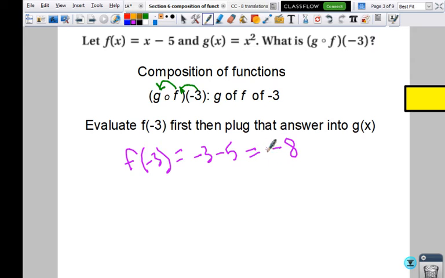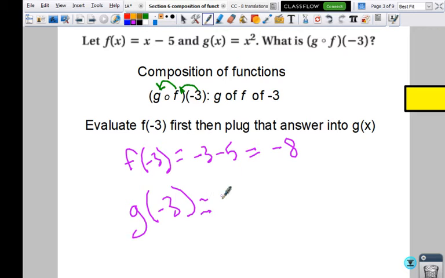After I find that, I'm going to do the same thing, but this time I'm going to take negative 8 and plug that into g. It's almost like a little bounce. Negative 3 goes in for f, we take that, we plug it into g. Whatever's closest is what you start with. Since f was closest, I start by plugging negative 3 in for f. So I did f of negative 3, I got negative 8. Now I'm going to do g of negative 8 and solve that.